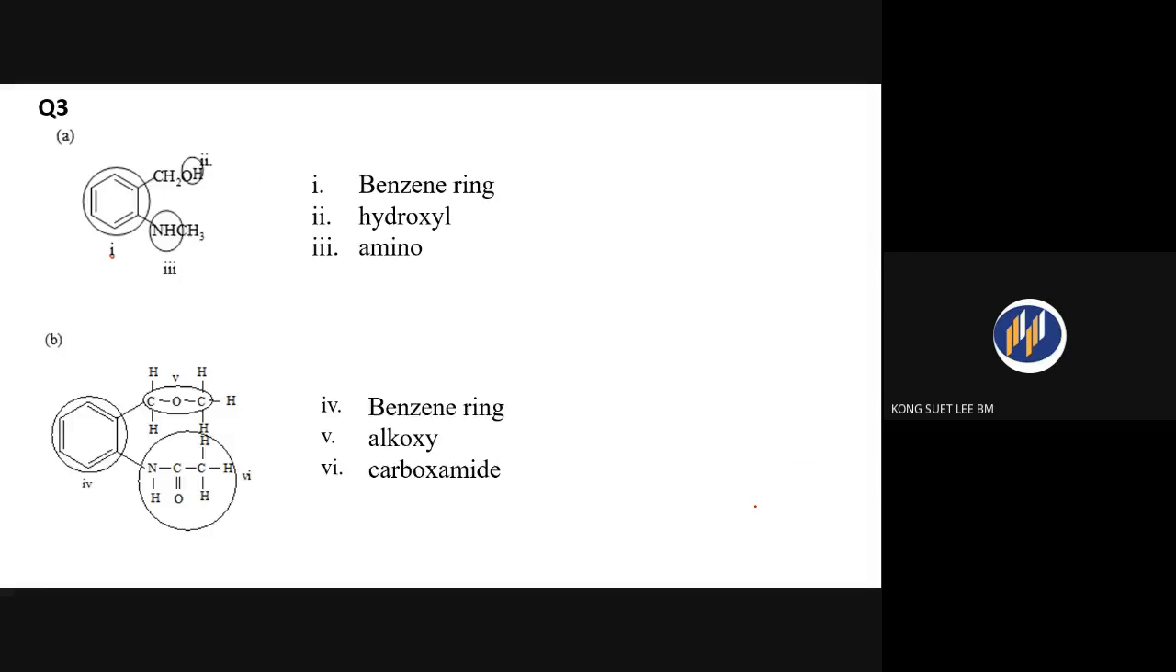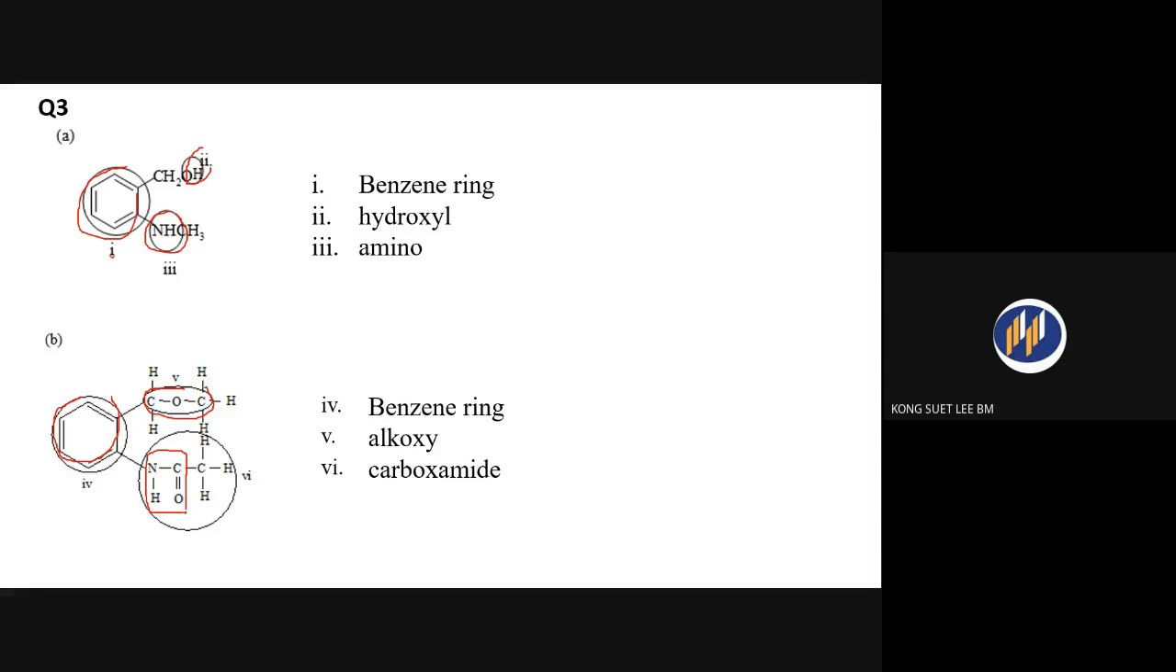Okay, so let's check again. Question number 3, identify the functional group. This is the way to circle. This is benzene ring, alcohol, amino. And then this one is benzene ring as well, alkoxy. You check this one. Actually, this one, Madam prefers you all, actually it is C double bond O, N, it should be like this.